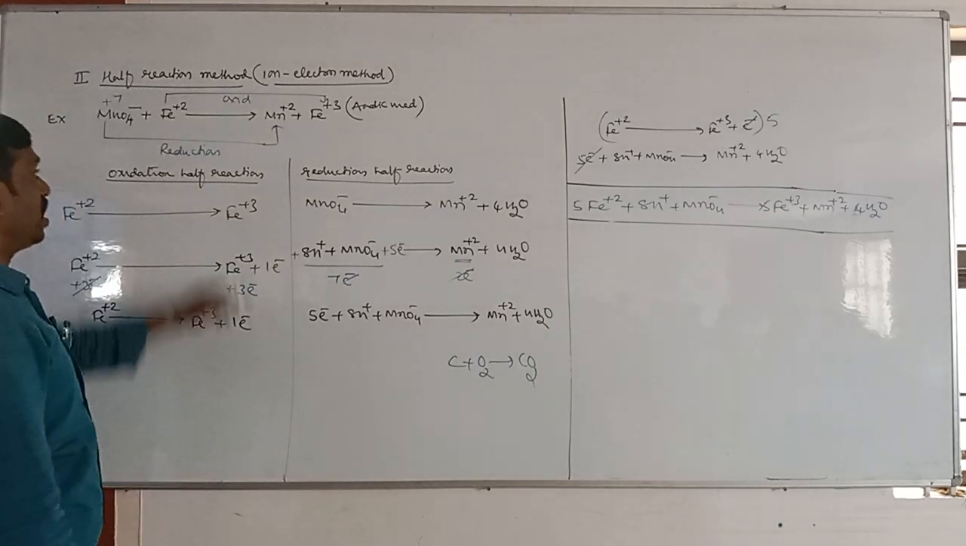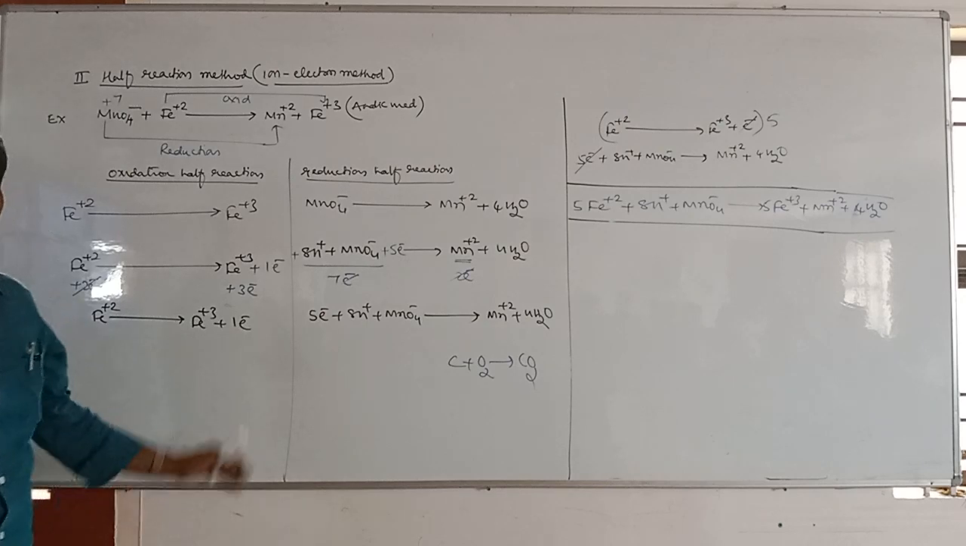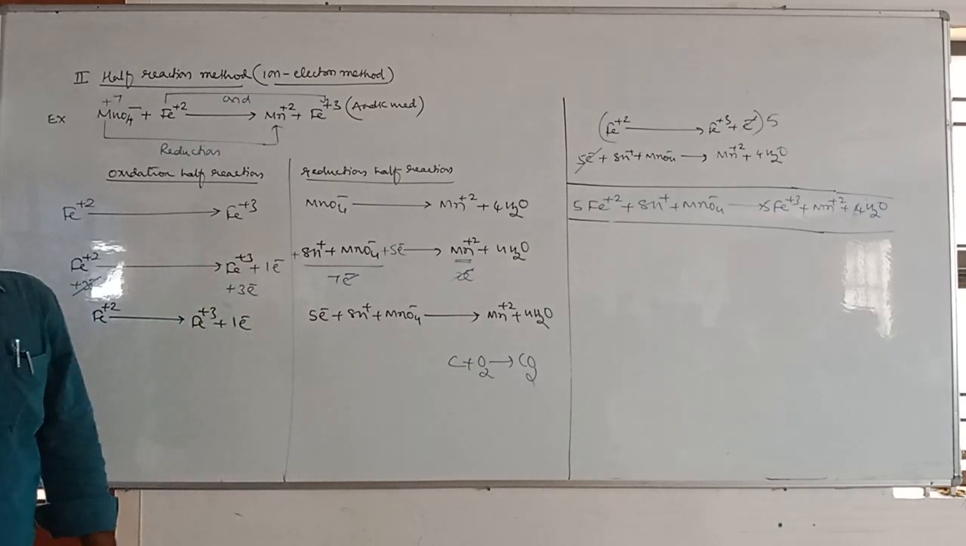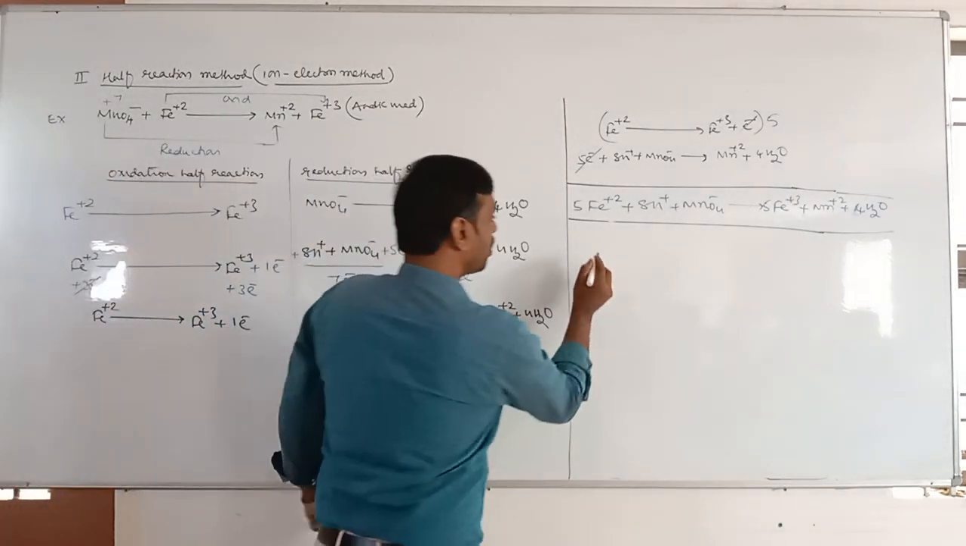But in order to balance this equation, is this much exercise required? We know an alternate method, a shortcut method. What is the alternate method?